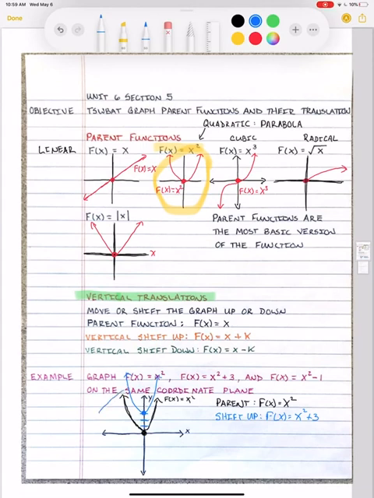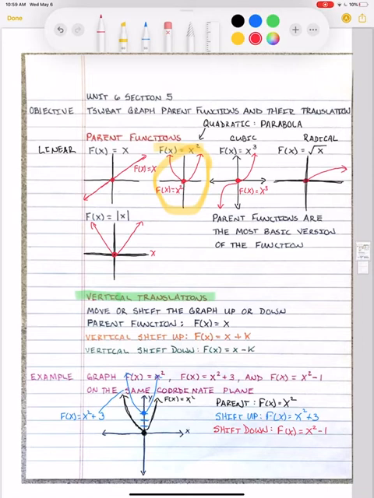I'm going to label it right here. F of x equals x squared plus 3. Then we're going to shift down. And that function is f of x equals x squared minus 1.